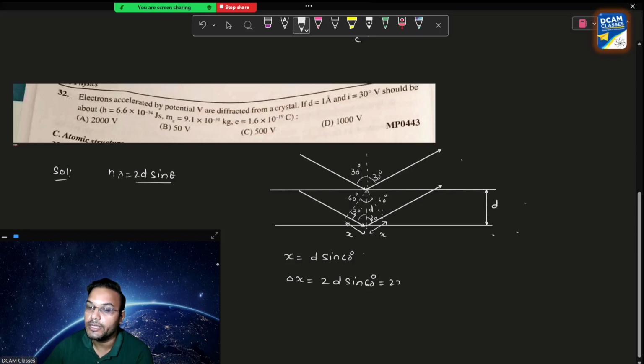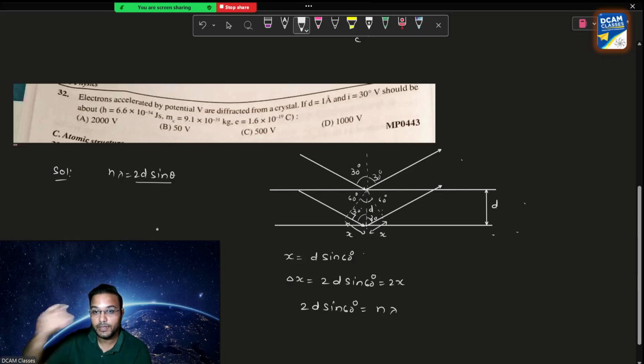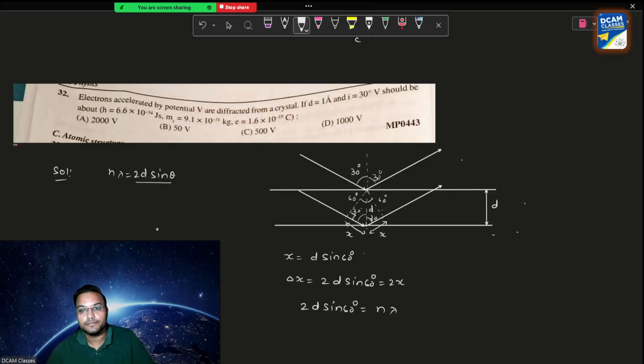It is actually 2x. And in the diffraction, this became the same. This is actually the derivation of how we find out the path difference. So 2d sine 60 here will be equal to n lambda. And let's have this for n is equal to 1, for first order.